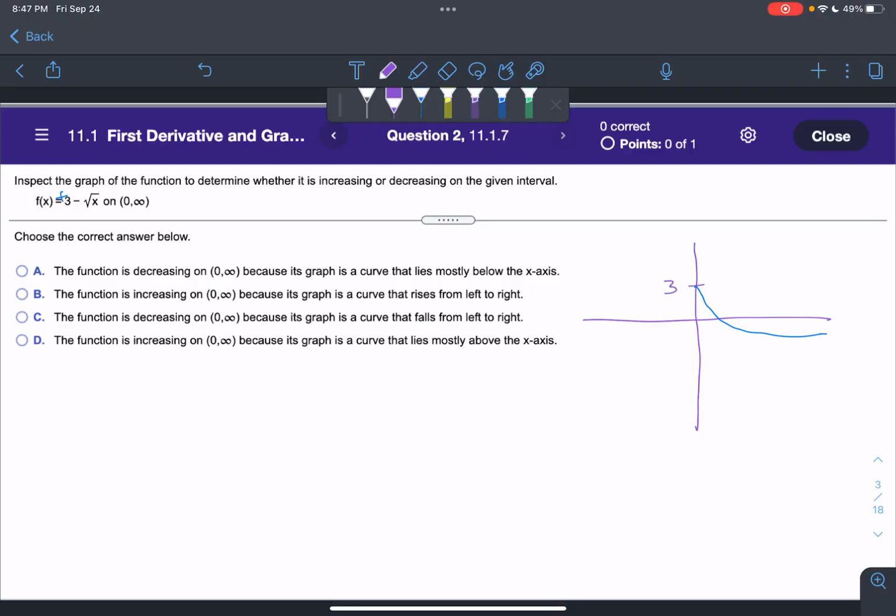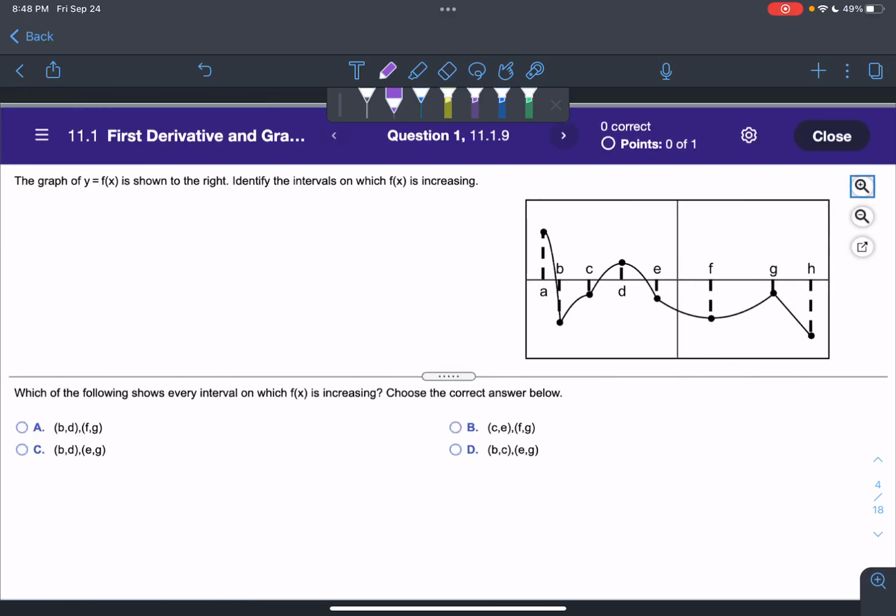All right, so again, based on this picture, based on whatever you see in your graphing calculator, this function is decreasing from 0 to infinity. So we can throw out B and D, and then let's look at the reasons. Is it a curve that lies mostly below the x-axis, or is it a curve that falls from left to right? So the best answer here is C, because falling left to right is what it means to decrease, or have a decreasing function. So C is our answer here.